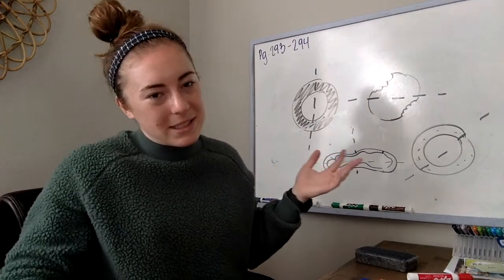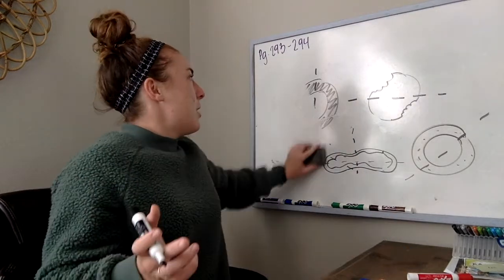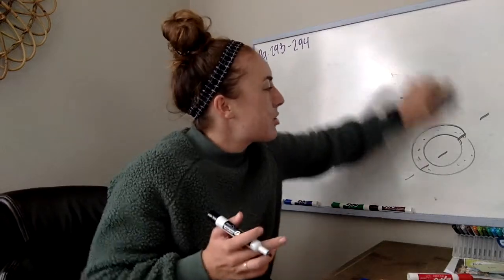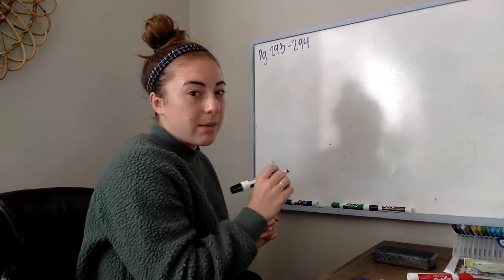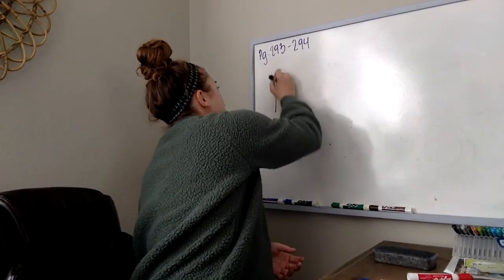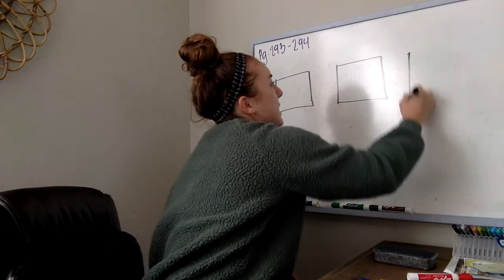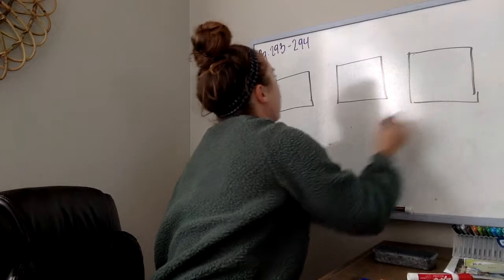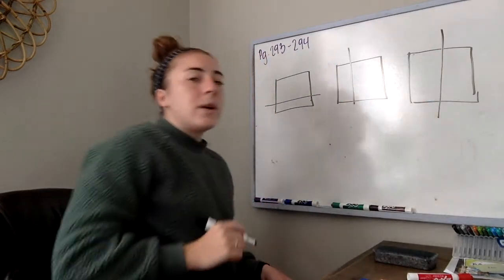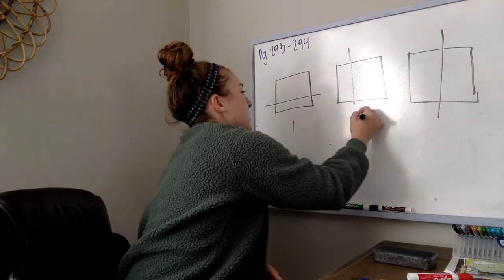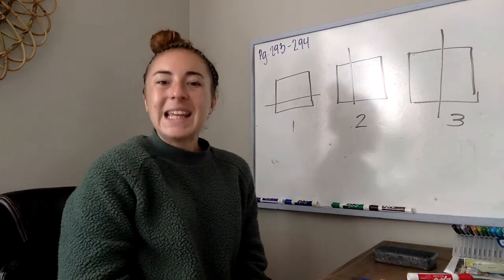So I just used donuts because I really like donuts and I thought it would be fun to talk about equal parts with donuts. But just to make sure that we understand, can you show me which shape is put into equal parts? So I'm going to draw a square, and I'm going to draw my square 3 times. Can you tell me which square is put into equal parts? Square number 1, 2, or 3? Equal parts.